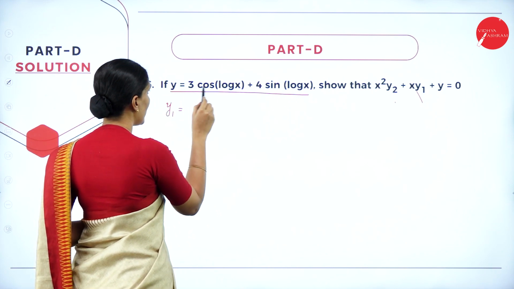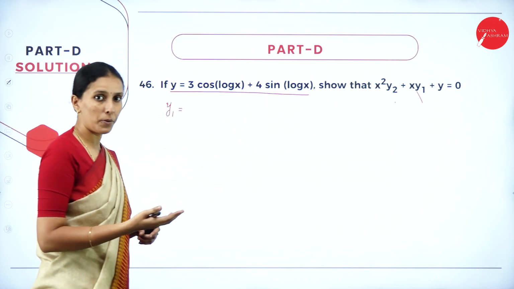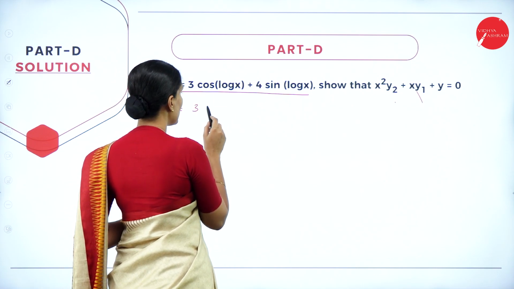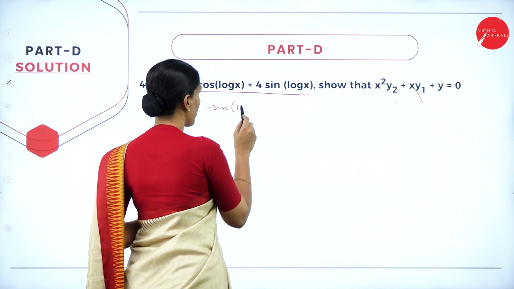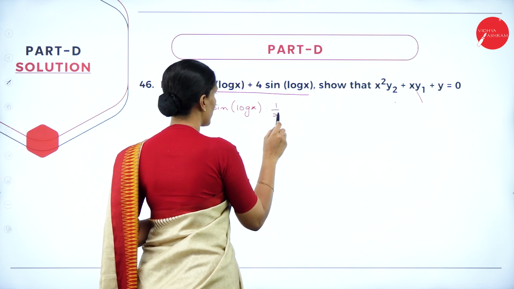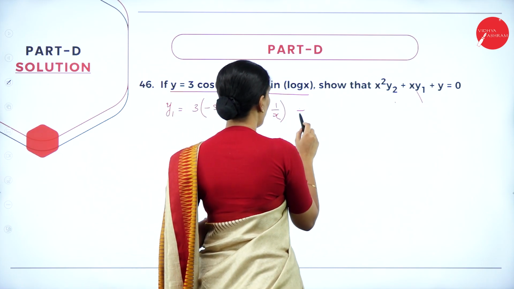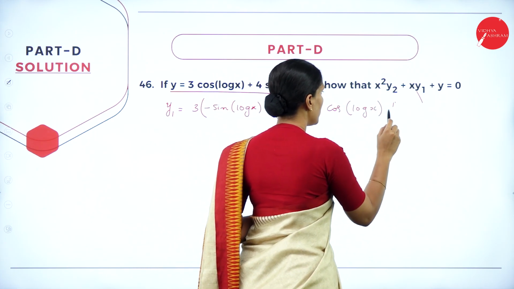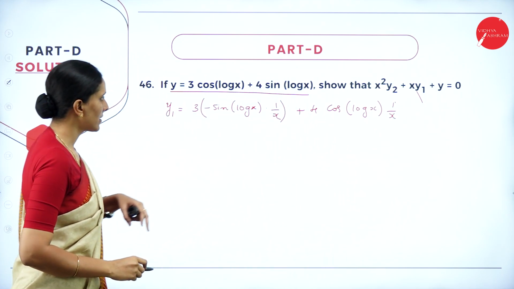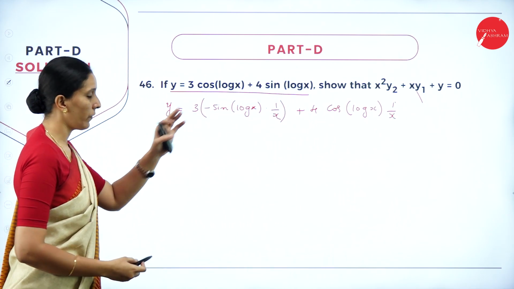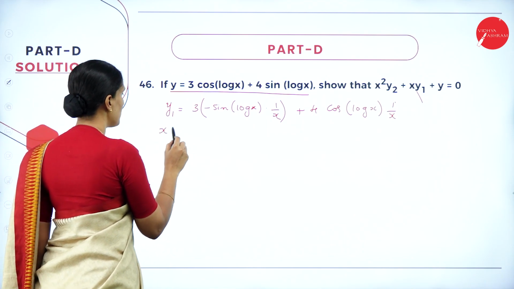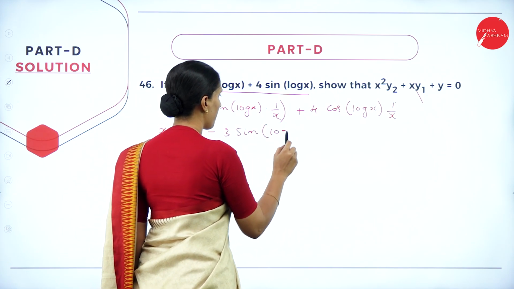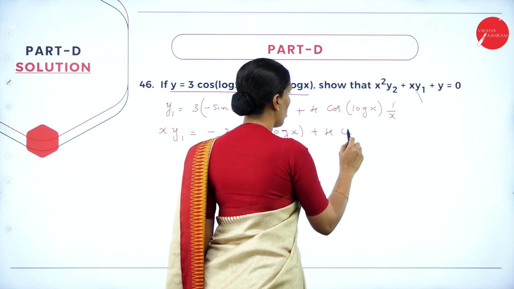y becomes y1, 3 cos of log x. Cos of log x is a composite function, so we need to apply the chain rule. Now 3 is a constant. The derivative of cos of log x is minus sin of log x, and the derivative of log x is 1 by x. Next we have 4 sin of log x. So we get 4 cos of log x into 1 by x. Now to remove 1 by x on the right hand side, I'll multiply the whole equation by x. Then this equation becomes x y1 is equal to minus 3 sin log x plus 4 cos log x.